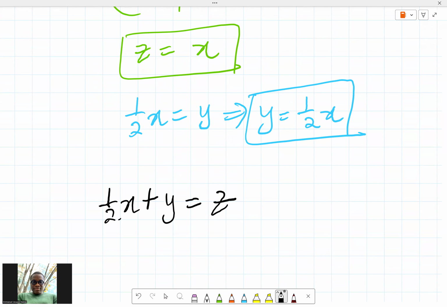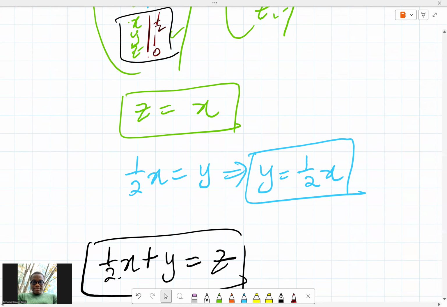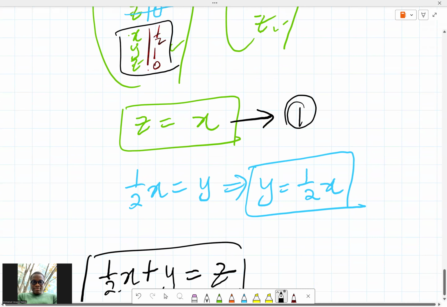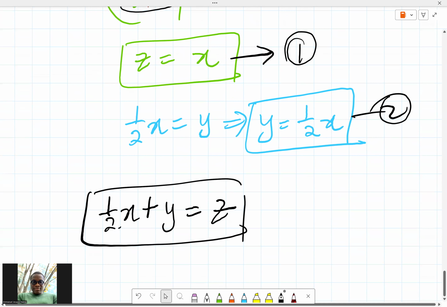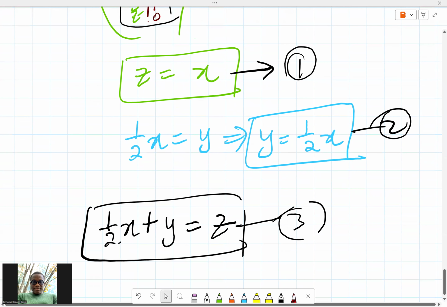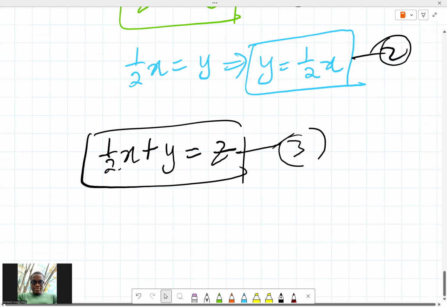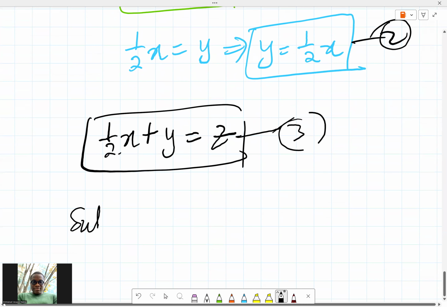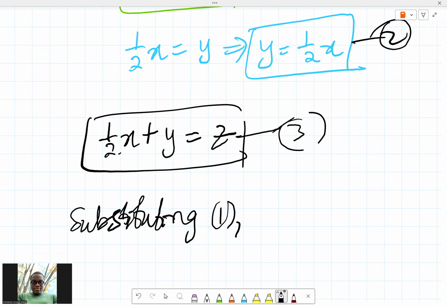Okay, so we can number these equations so we can refer to them: 1, 2, and 3. So half x plus y equals z. And then we already know we can put everything together as x, right? Substituting 1 and 2 in 3, what happens?